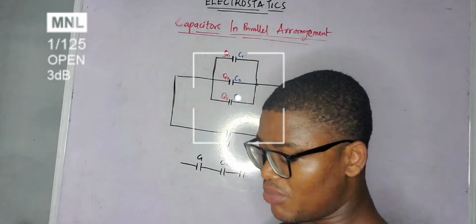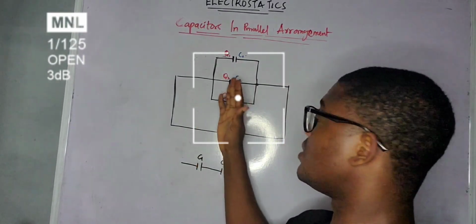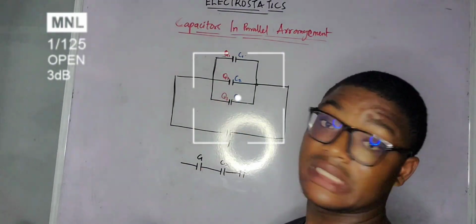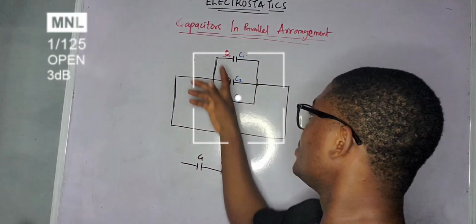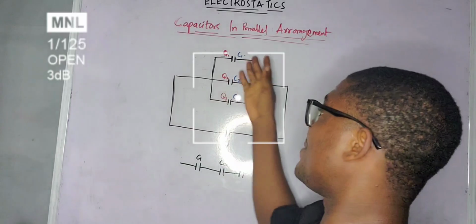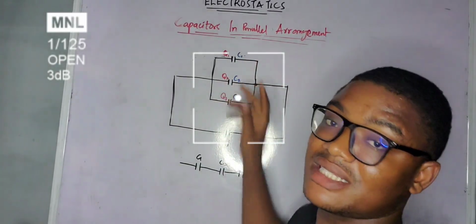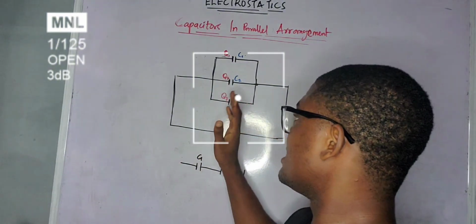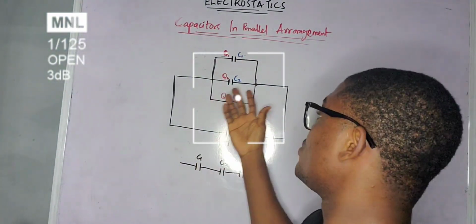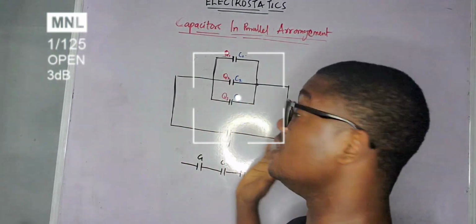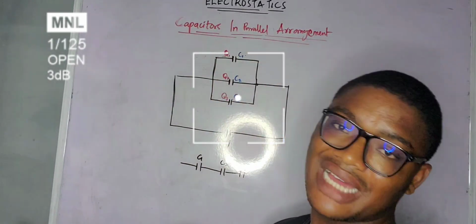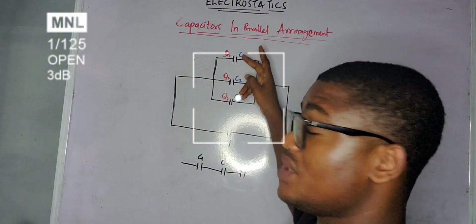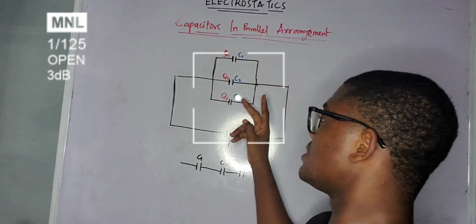Now, what you have to take note of in parallel arrangement is that, from this diagram, charge 1 is not the same thing as charge 2. It can be the same thing, depending on the capacitor. Maybe if these capacitors are the same, this Q can be the same. But in this context, Q1 is not necessarily equal to Q2, and Q2 is not equal to Q3. I hope you understand. Capacitor 1 is C1, capacitor 2 is C2, capacitor 3 is C3.